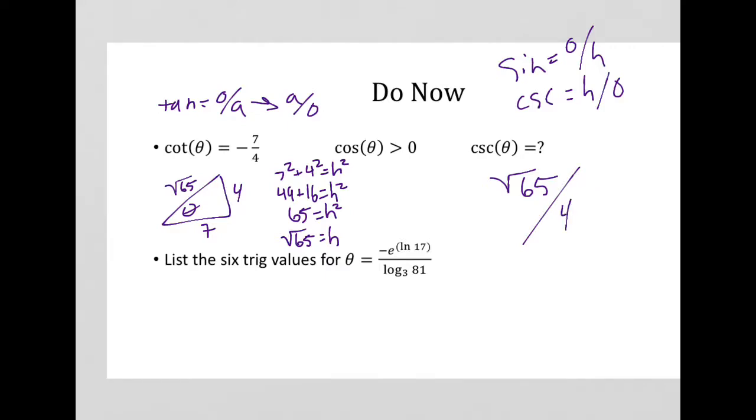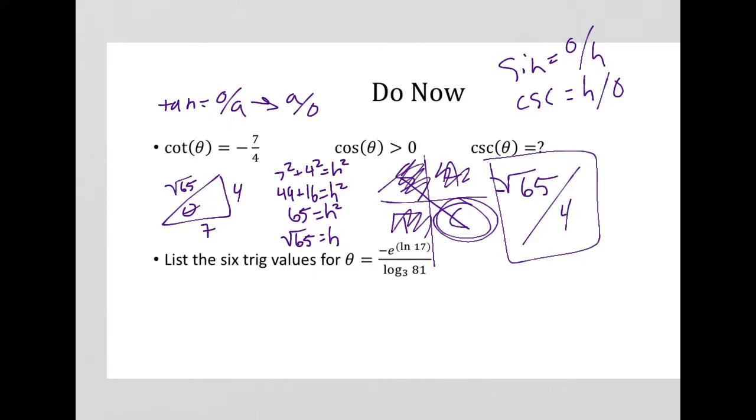But is it positive or is it negative? Well, we need all students take calculus, and we know that cotangent is negative, which means that tangent is negative. Tangent is the slope, so if you think about the slope, where is it negative? Well, it has to be in one of those two quadrants, so it can't be there and it can't be there. We also know that cosine is positive, so we have to be in this quadrant right here. Cosecant is going to have the same sign as sine, and the sign there is negative, so this has to be negative. So our answer should be negative root 65 over 4.